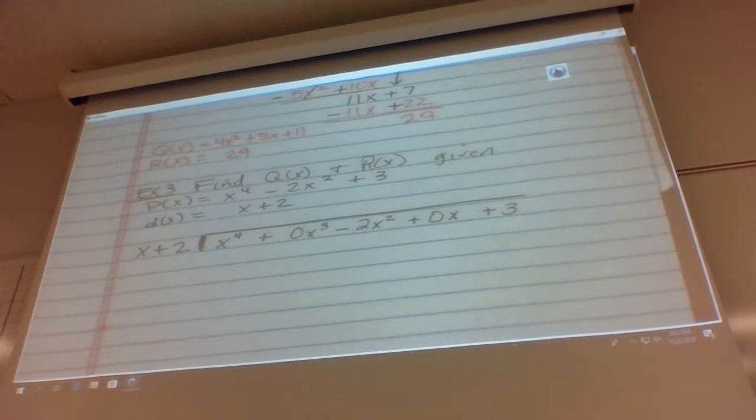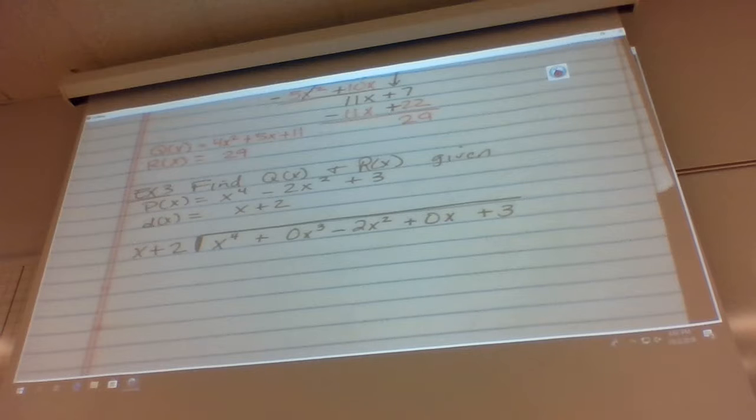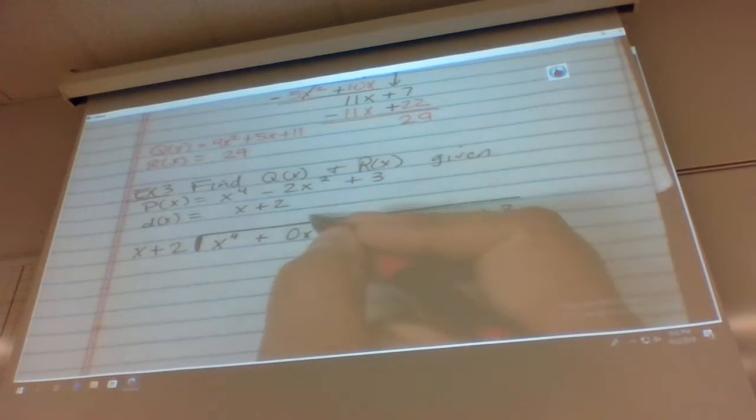X cubed. Okay, but I just want you to ask yourself the question: what times x gives me the x to the 4th? Put the answer where it belongs. What times x gives me x to the 4th? Bam, you wrote it down already? Since it's an x cubed, it goes on top of the 0x cubed. Now, what do you call that number?